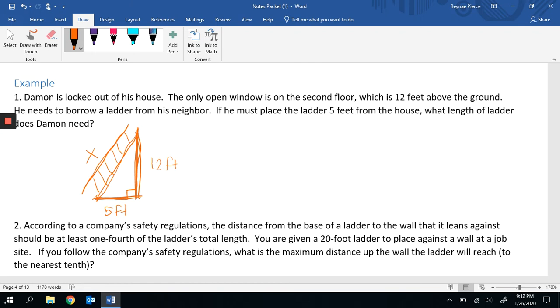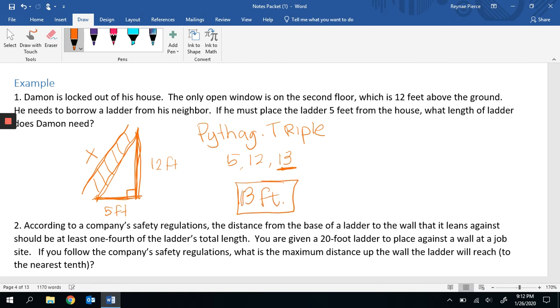So 2 options here. If you are good at memorizing and you recognize this as a Pythagorean triple, 5, 12, 13 is a triple, so that ladder would need to be 13 feet long. But if you don't know the Pythagorean triples and you just need to do the Pythagorean theorem, that's fine too.